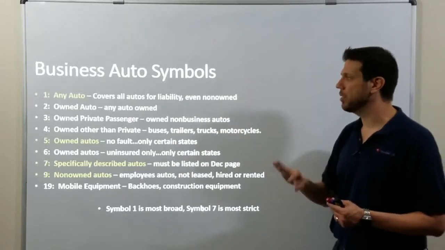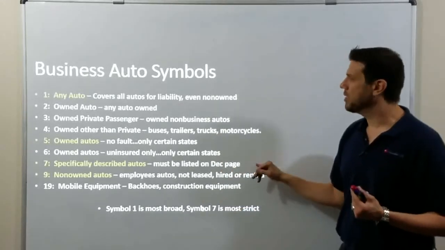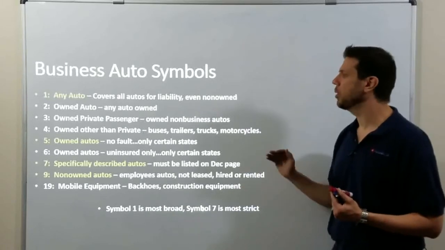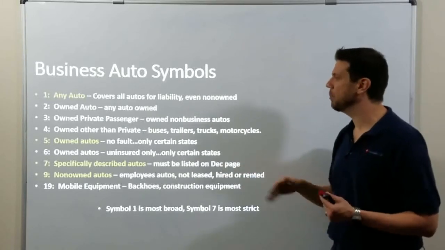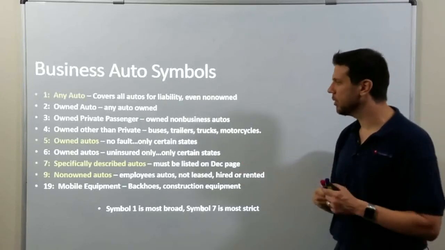Symbol 1's expensive, but the business can drive any car covered. Typically businesses are like, well, we don't rent anything and we don't use employees' vehicles, so let's just do a symbol 7 and save some money. And they're only going to be covered if they're in an accident with the vehicles listed.